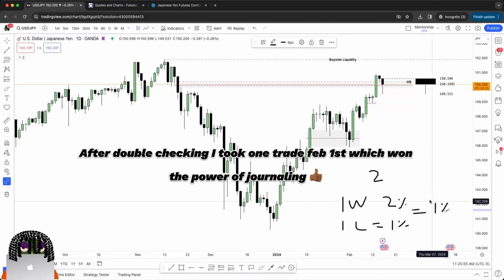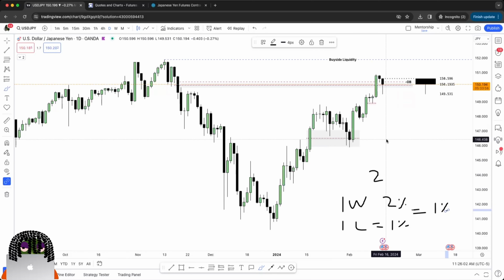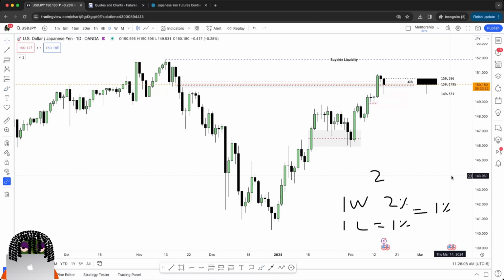Yeah, it's just that the start of February has been slow. I mean, my bias is on point. It's just that there's nothing to trade. I don't want to force anything.